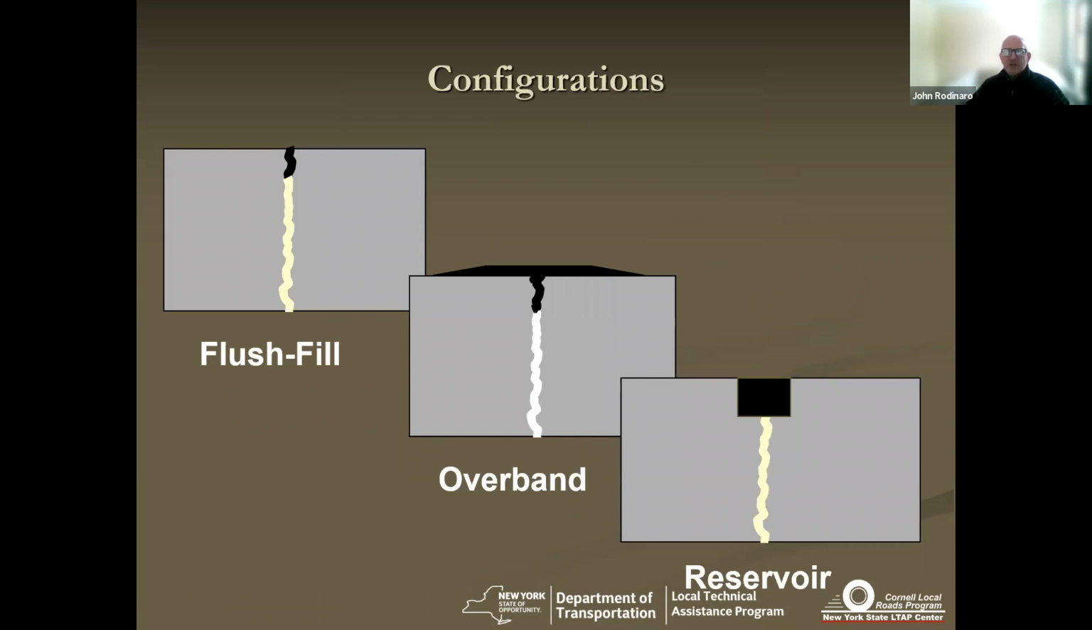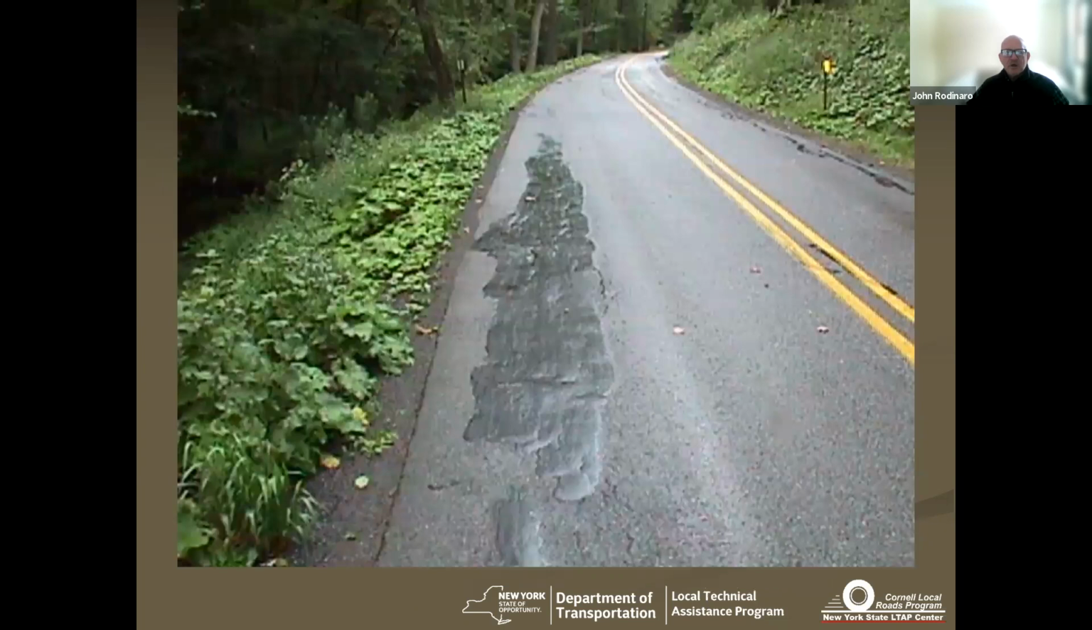In terms of your configurations, there's three standard configurations we typically see. You've got your flush fill where you're sticking the nozzle in and just getting as much material into the crack as you can. You've got your overband where you're leaving a thin film of material on either side of the crack. And then you've got your reservoir, which you typically use with a sealing operation, where you're cutting in a nice rectangular shaped channel, nice clean sides, and that gives you a lot of clean surface area for that modified material to stick to.